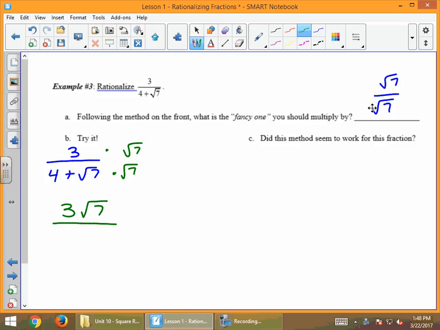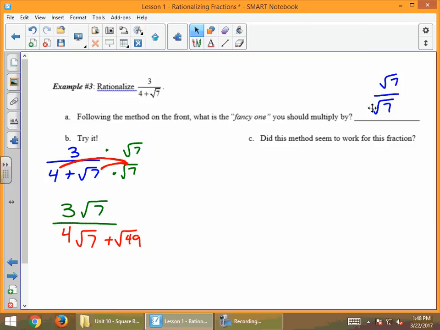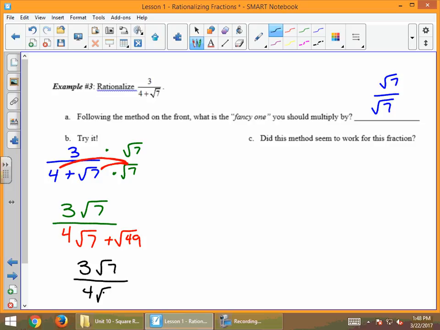And when we multiply the bottom, you have to be careful. We're multiplying the 4 by radical 7, and we're multiplying the radical 7 by radical 7. So what's 4 times radical 7? And what's radical 7 times radical 7? 7, or radical 49. And what's the square root of 49? Does that get rid of our problem? Having a radical denominator? No.